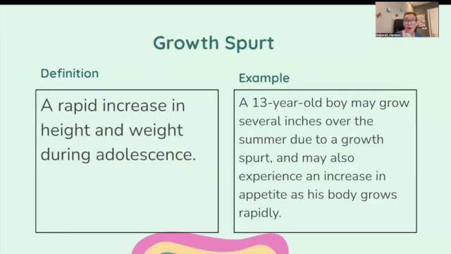Growth spurt, a rapid increase in height and weight during adolescence. A 13-year-old boy may grow several inches over the summer due to a growth spurt and may also experience an increase in appetite as his body grows rapidly.